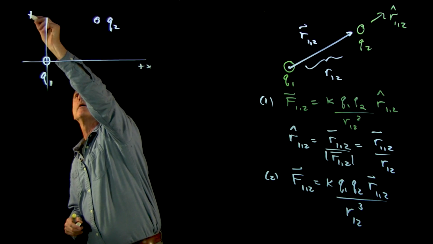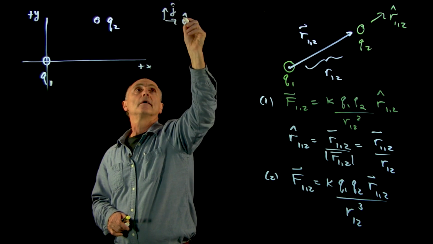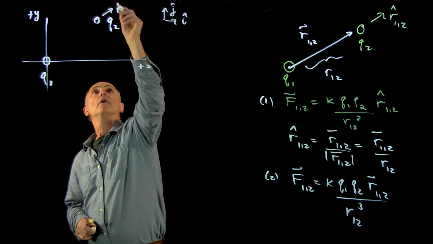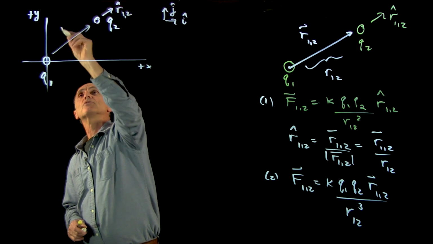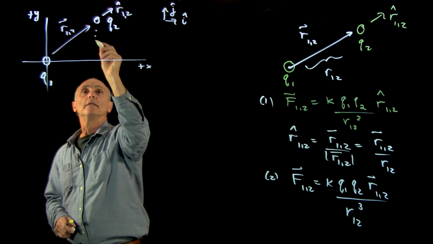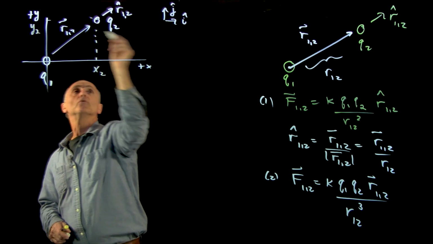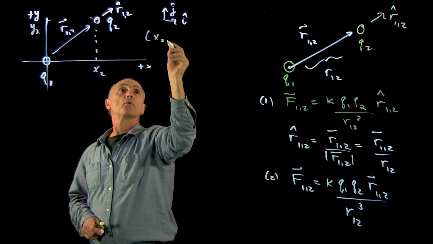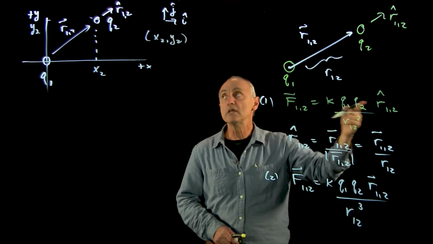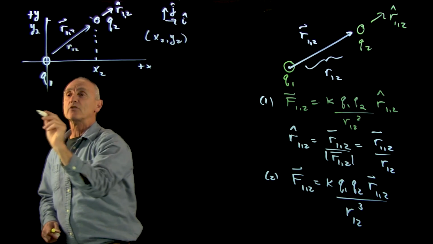This will be plus x, plus y, i hat, j hat. And what we'd like to do is express this force in terms of our coordinate system. We have these two vectors, r1, 2, and r hat 1, 2. Now, if this is the position x2, and over there is y2, our charge 2 has coordinates x2 and y2. And now we can easily express both the distance using the Pythagorean theorem and this vector r12.